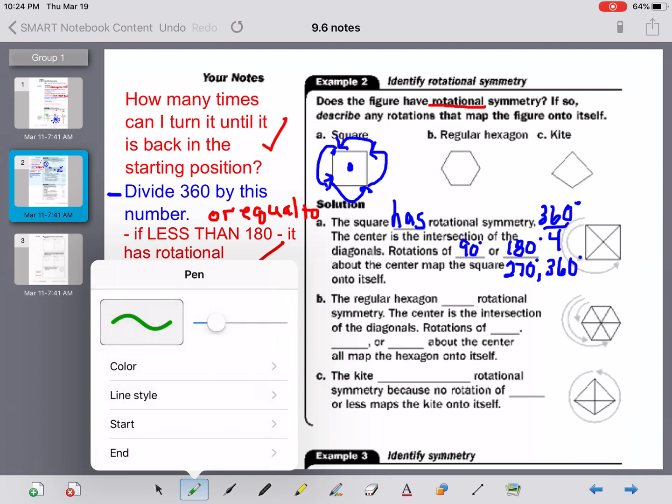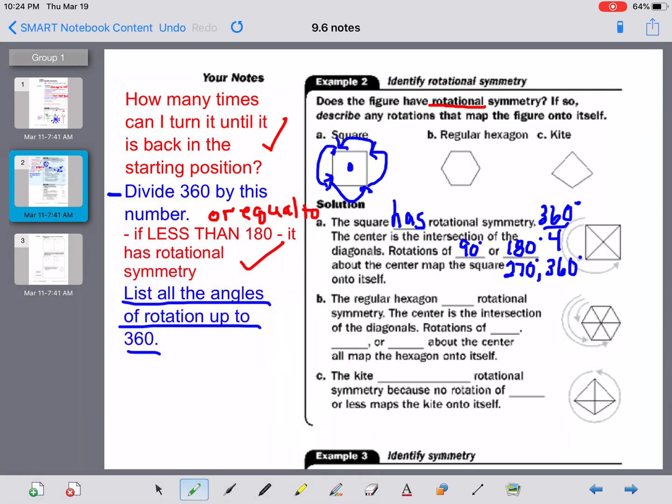Now let's move to B, my regular hexagon. And again, I want to stress to you, it does say that it is regular, so all my angles and my sides are exactly the same length. So again, I find my center of rotation, and I try to see how many times can I turn this hexagon and it'll look identical to itself. So once again, I'm going to choose a vertex, and I could turn it once here, twice, 3 times, 4 times, 5 times, and 6 times. So once again, this regular hexagon definitely has rotational symmetry.